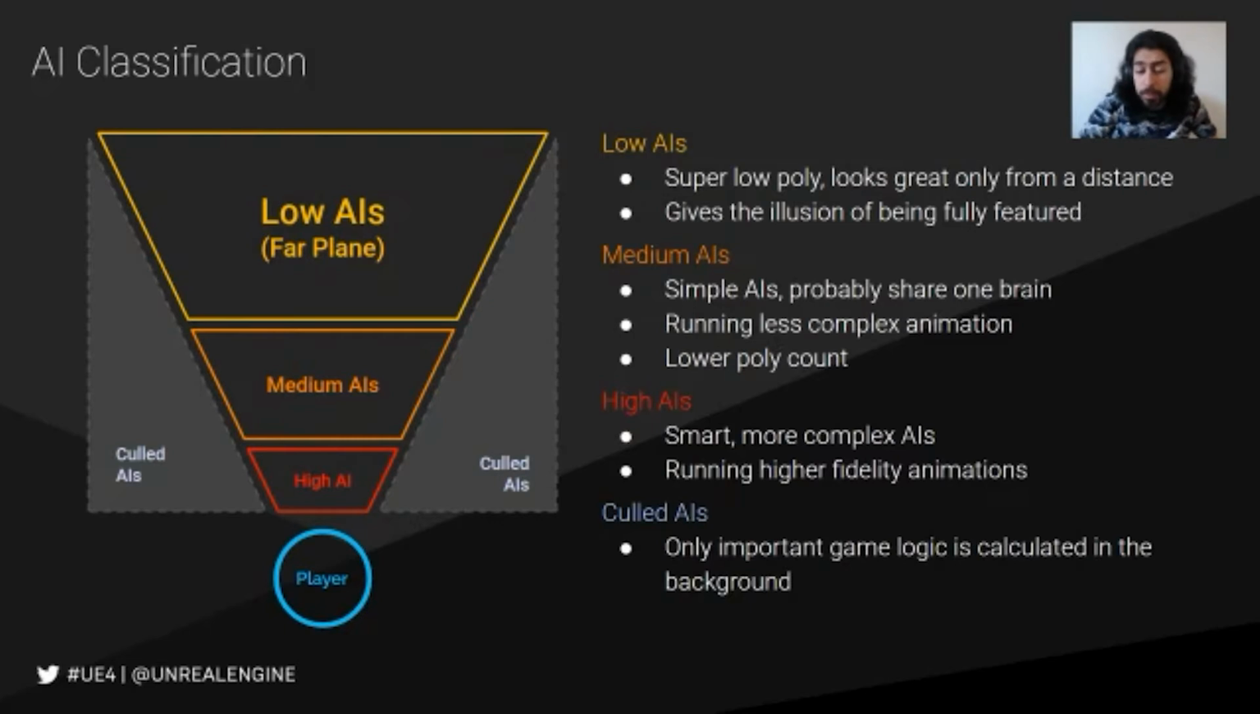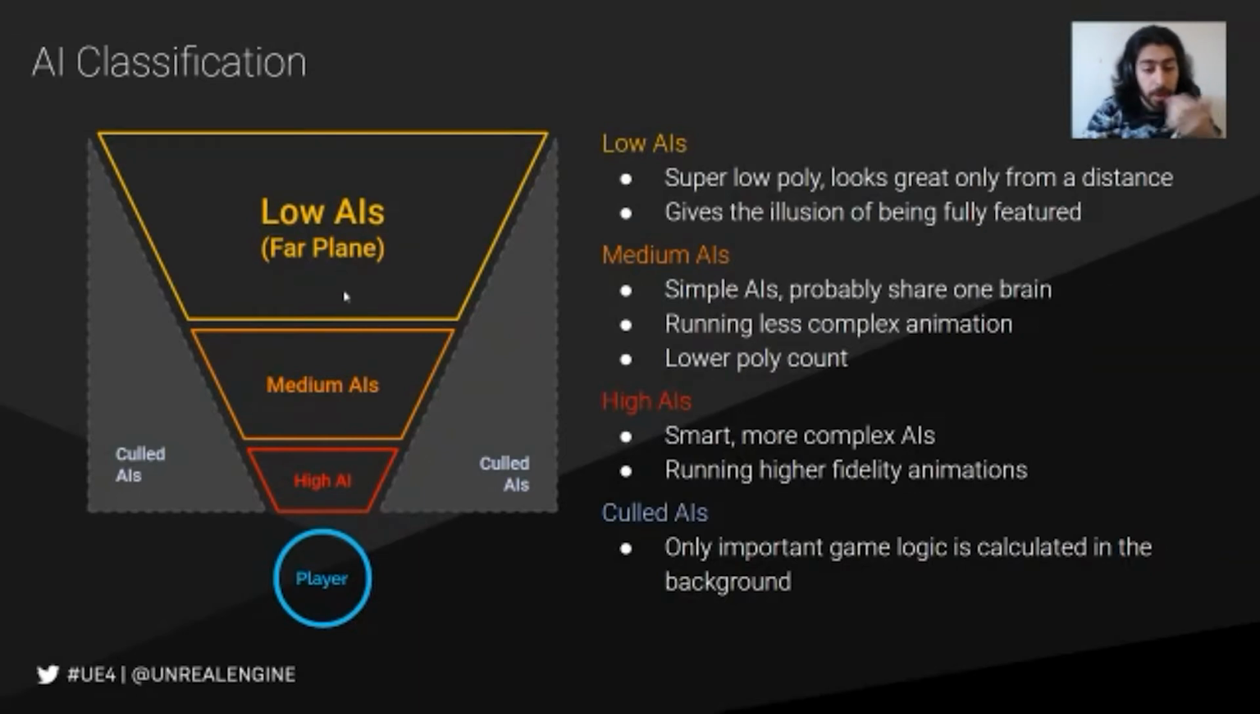The medium AIs are somewhere in between. They have slightly lower polygons and slightly less complex animations. They're really basic. They're just walking around pretending to be doing something. And the low AIs in the distance are so far away you can barely tell what they're doing. So they can literally be 10 polygons doing some repetitive animation that no one knows what it is. And from a distance, it will look great. So this is where you can do a lot of optimization and have those big crowds.